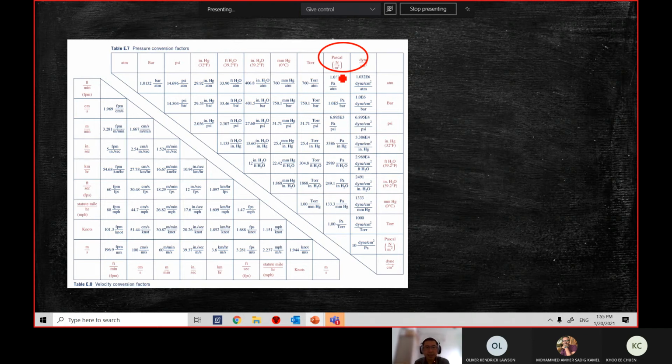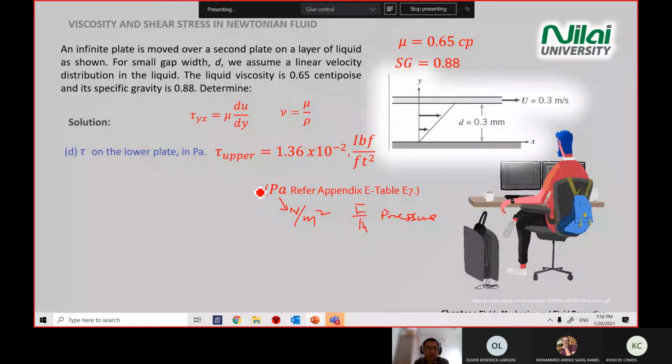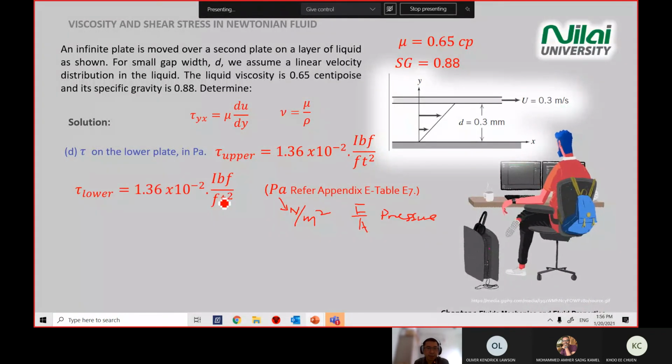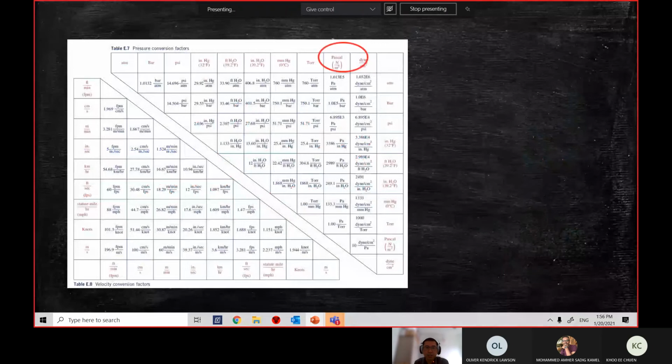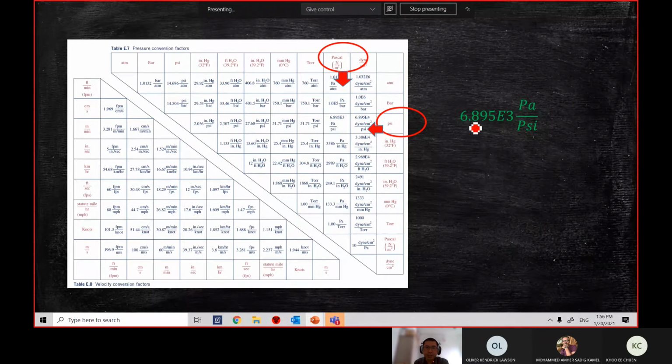We're going to find Pascal, Pa. Pascal, in Newton over meter square. Another one is in PSI, which is pound per square inch. So you see this one is pound over feet square. So we slowly change the unit first. From here, we get the intersection point. We get 6.8 something E3, again, E is 10 power 3.